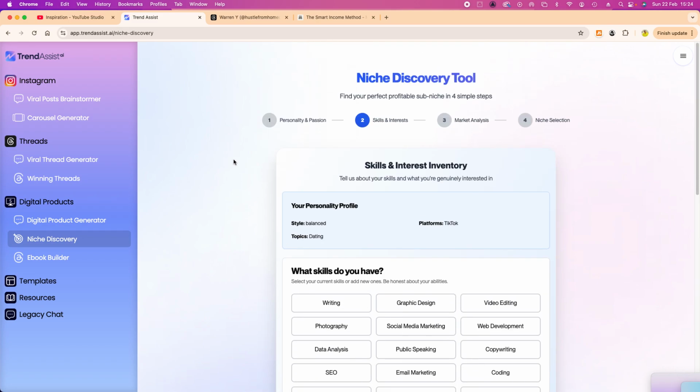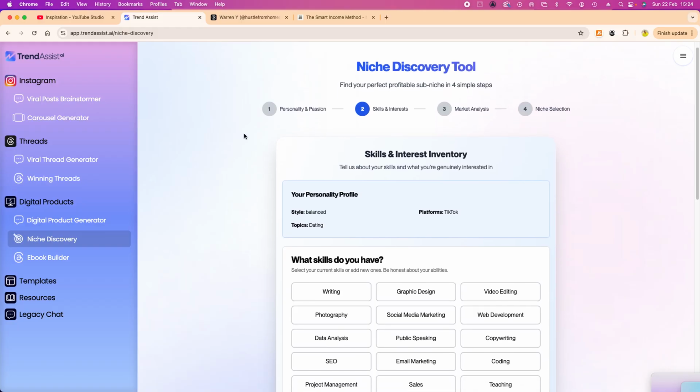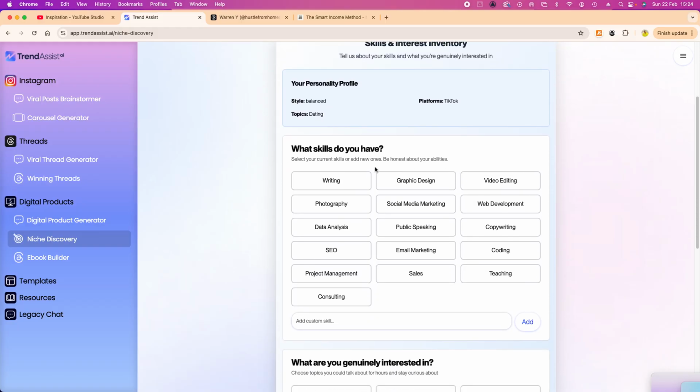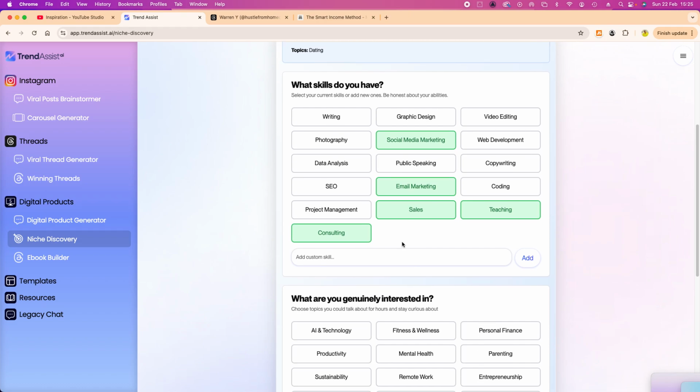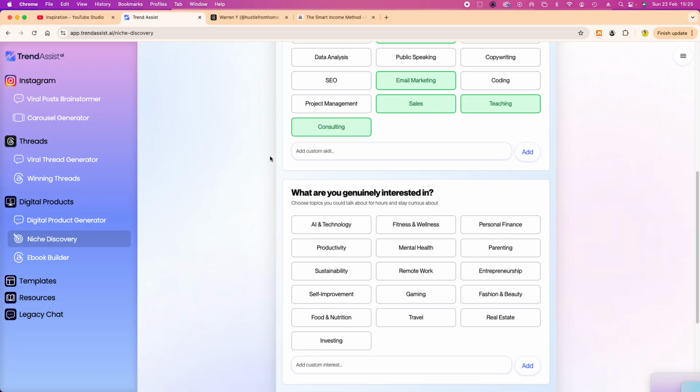Okay. Now it's asking us for a skills and interest inventory. So what skills do you have? So I don't have graphic design or social media marketing. I have email marketing. I have sales. I have teaching. I have consulting. I have writing, kind of. I'm a decent writer, but I wouldn't say it's a skill. Yeah. Let's go with that. I feel like that's enough.